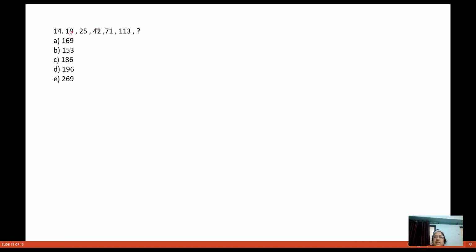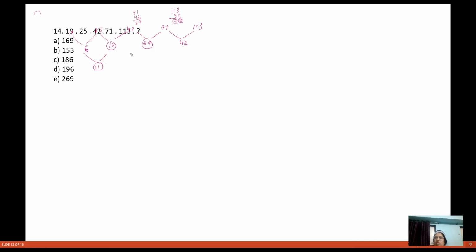Look at this question. What is this? 19, 25, 42, 71 and 113. This difference is coming to be how much? 19 to 25 it is 6. 19 plus 6 is 25. This difference is coming to be 17. This difference is coming to be 29. This difference, 113 and 71, is 42.